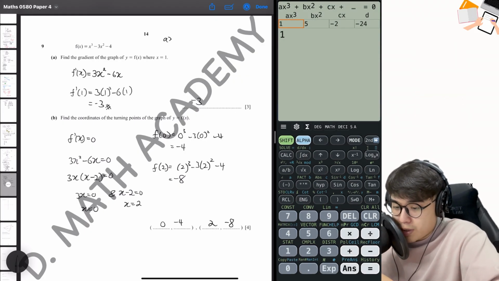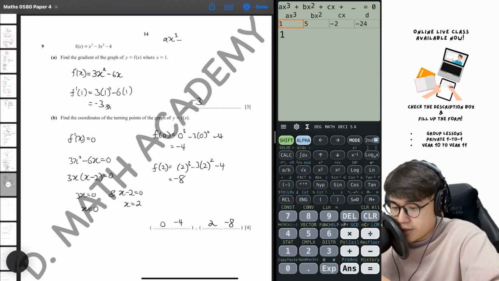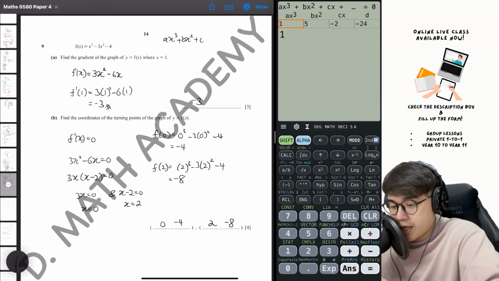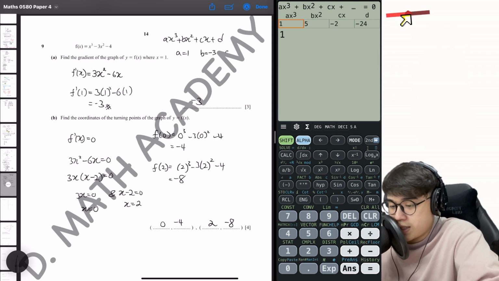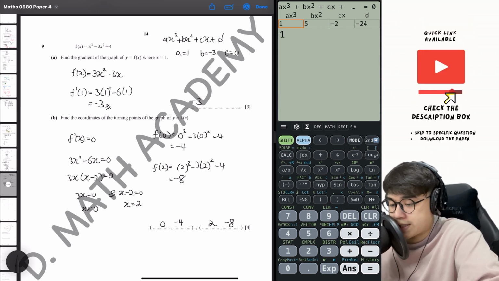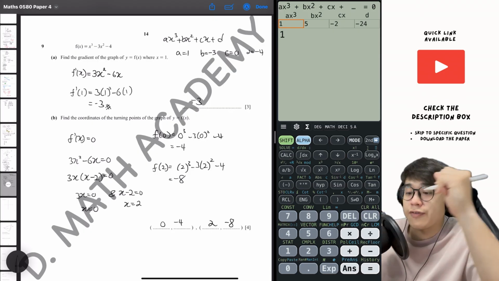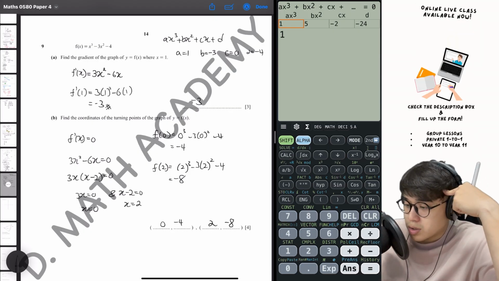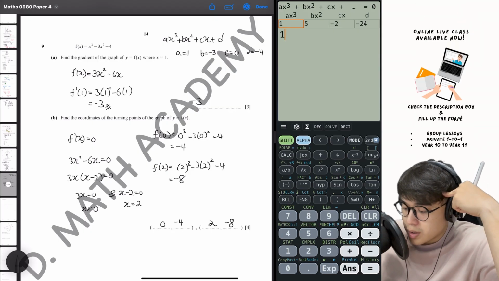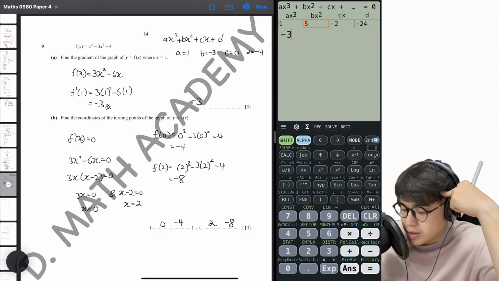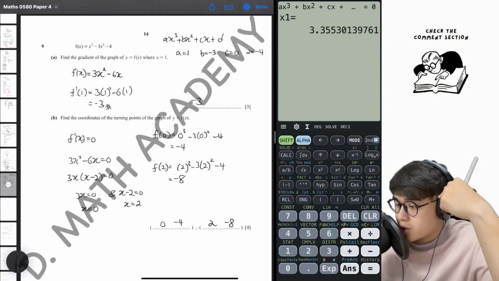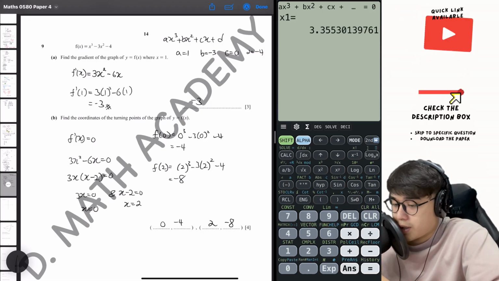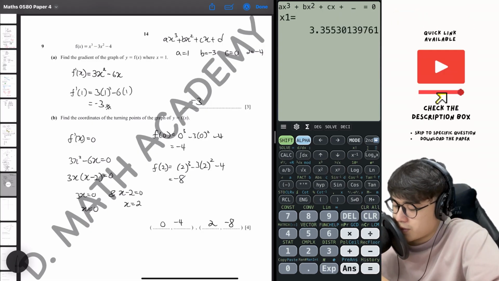So please take note, ax cubed plus bx squared plus cx plus d. So a is 1 here, b is -3, c is nothing because there's no x, but d will be -4. So time to key it in: 1, -3, 0, -4. So I get 3.35 as one of them.